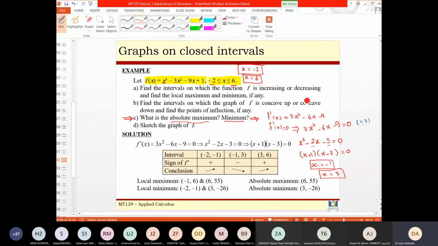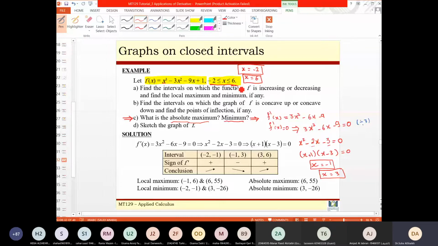To talk about the absolute maximum and minimum, I want to see the highest point and the lowest point. How to do this? We take the derivative. We let the derivative equal to 0. We solve the equation. This derivative is 3x squared minus 6x minus 9. Let it equal to 0. Simplify it by dividing by 3. This is what I get. I factorize. I have 2 points, minus 1 and 3. The function in this case is defined between minus 2 and 6.